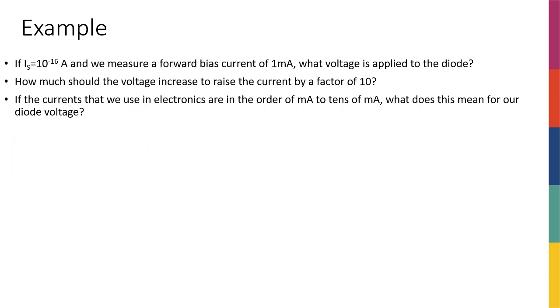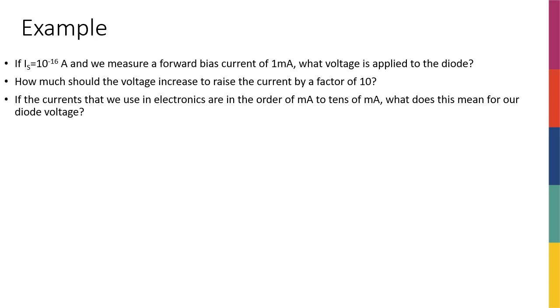Okay, before wrapping up this lecture, let's solve an example. The example is telling us that if Is is 10 to the power of negative 16 amperes, and we measure a forward bias current of 1 milliamp, what voltage is applied to the diode? So at this time, the current is given to us, and we are trying to find the forward bias voltage, or Vf, right?